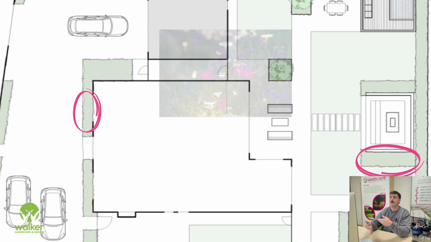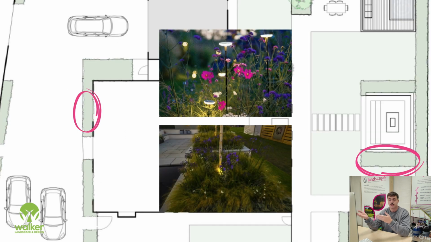So I've got a few example images here of some decorative planting lights, and also highlighting a small tree within planting. So these are just a few ideas of things that you can do to get creative and have some aesthetic feel in the garden.